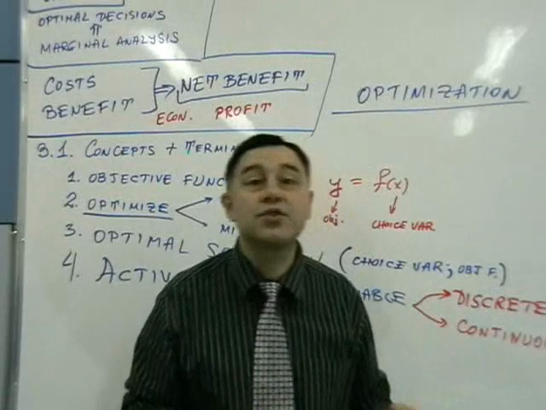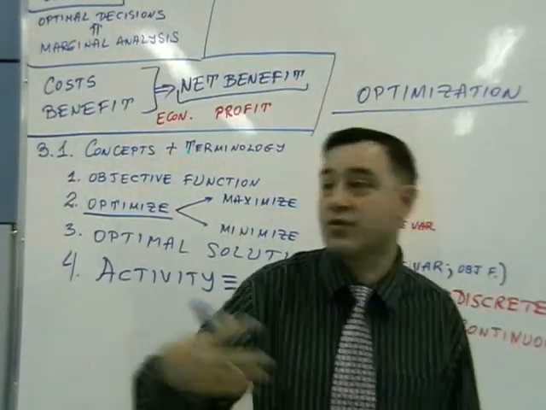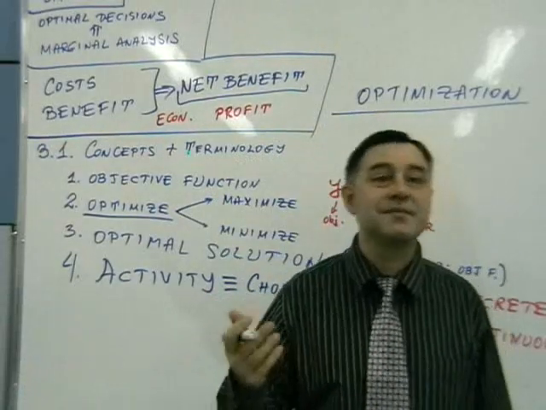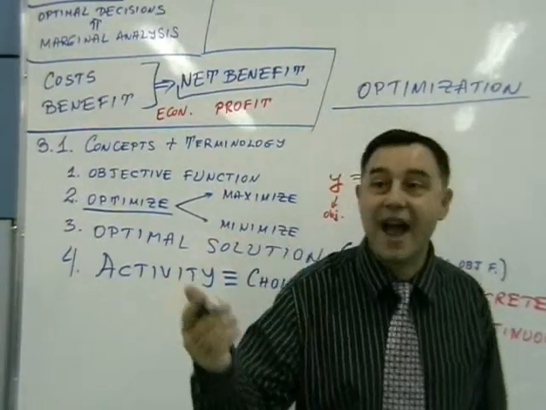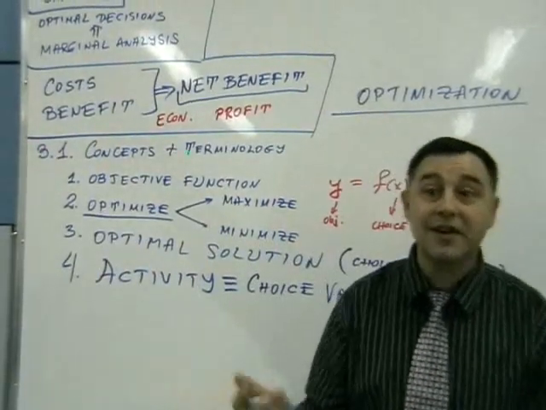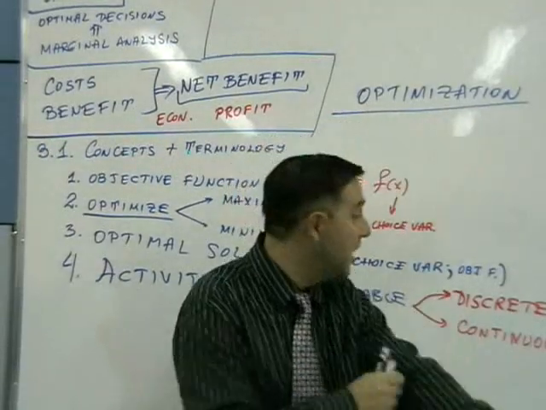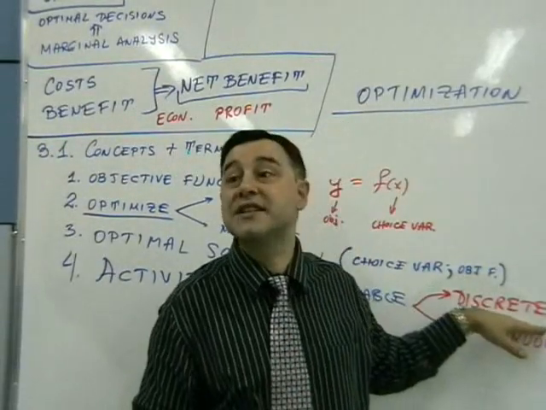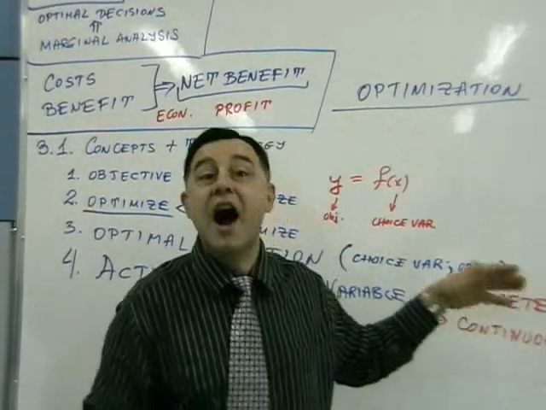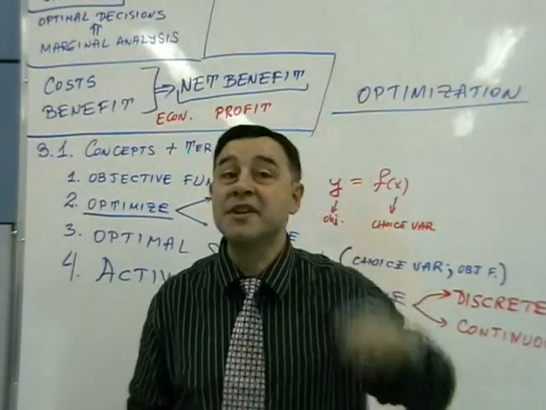Another example of a discrete variable will be cars. You're buying two cars or three cars, it just doesn't make sense to have a car and a half or 7.3 cars. I mean, what does 0.3 cars mean? It has no logical, common sense meaning.